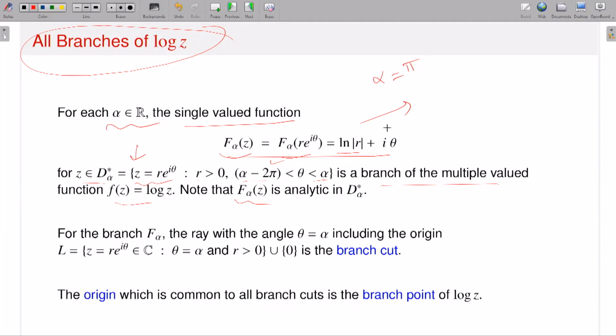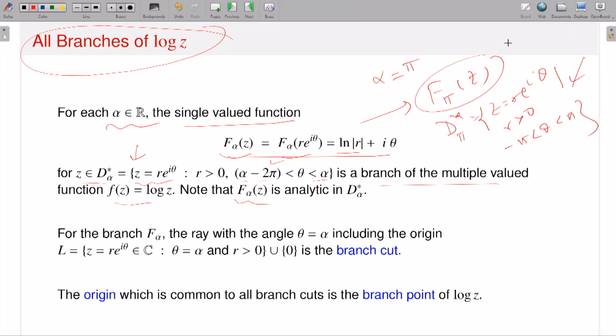If I take alpha equal to pi, this is F pi of z, this is the definition. But look at the domain. What is my domain? D pi star. This is also the set of z equal to r e to the i theta, where r is positive, and look, theta runs from, if I put alpha equal to pi, minus pi less than theta less than pi. You can remember the domain. This is nothing but my principal logarithm, capital Log of z, right? So if I take alpha equal to pi, then capital F pi is nothing but capital Log.